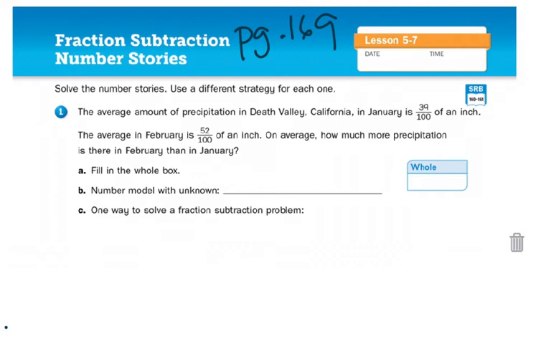The average amount of precipitation in Death Valley, California in January is 39 hundredths of an inch. Precipitation in this case would mean rain. It could also mean snow, sleet, etc.